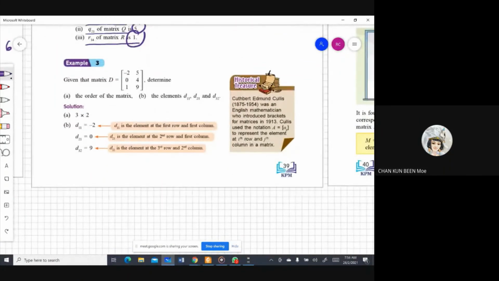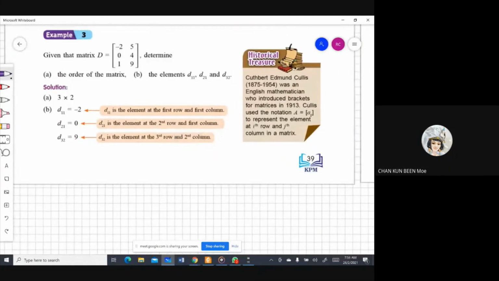Given that matrix D is equal to the number given, they ask you to determine the order of the matrix. You can see already we have 3 rows, 2 columns. So the order is 3 times 2. Then they ask you to determine the elements D11, D21, and D32.